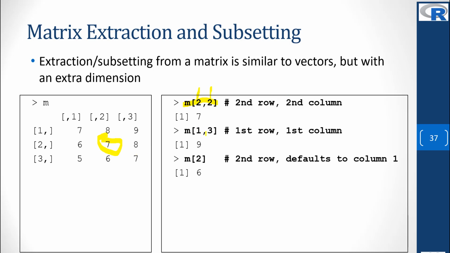And then for 1 and 3, row 1, column 3, this is an error. I need to fix that. It should be the third column. First row, third column here is 9. And then if we don't specify the second dimension, in this case we're just specifying 2 for the row number, R is going to default to the first column. And so first column for the second row is 6, and so that's the result we get here.